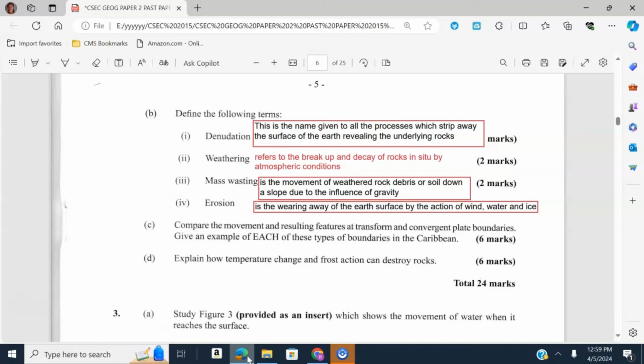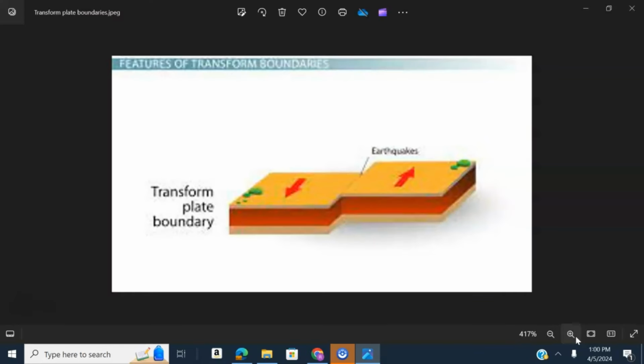Let's move on to part C of the question, where it asks that we compare movements and resulting features at transform and convergent plate boundaries. We're to give examples of each type of plate boundary in the Caribbean. This is 6 marks, 3 for each. So 3 for convergence, 3 for transform. You compare the movement between both, that is 2 marks. Then the resulting feature is another mark, and you have to include examples of each in the Caribbean as well. Let us start with the transform plate boundary.